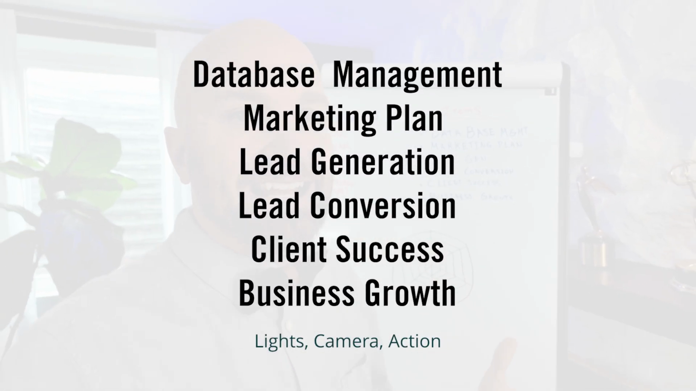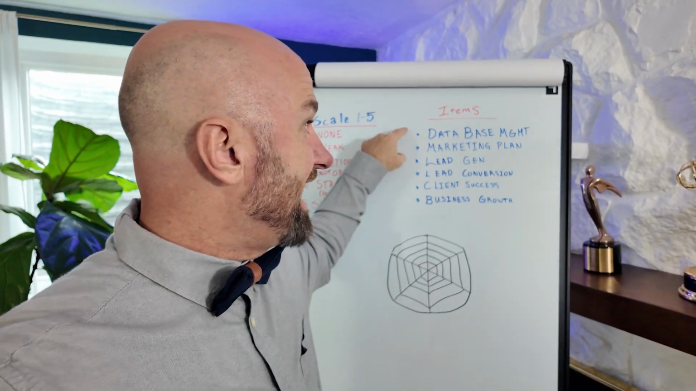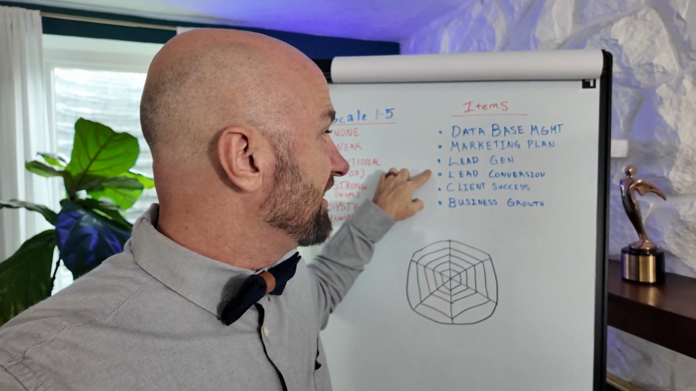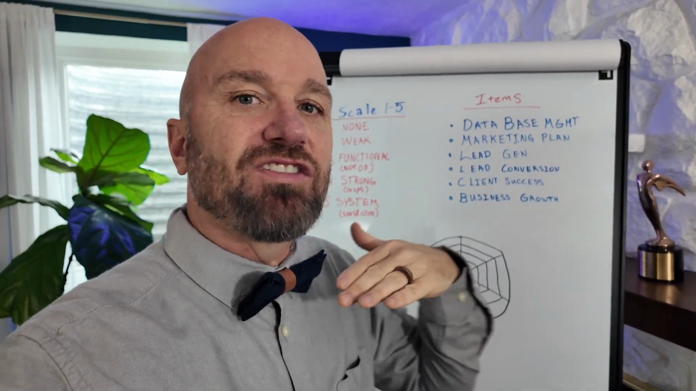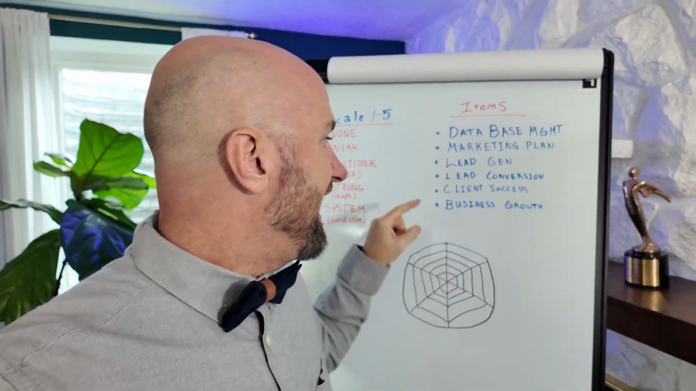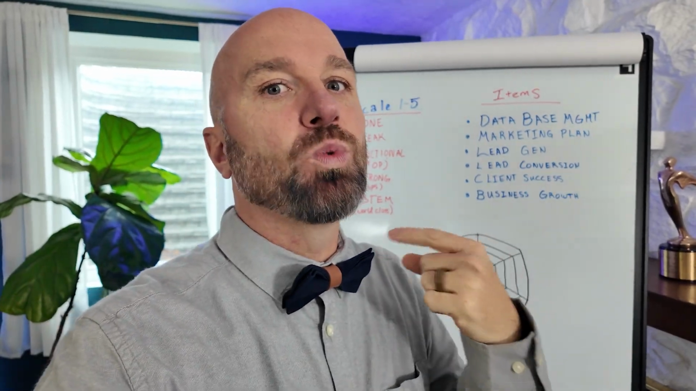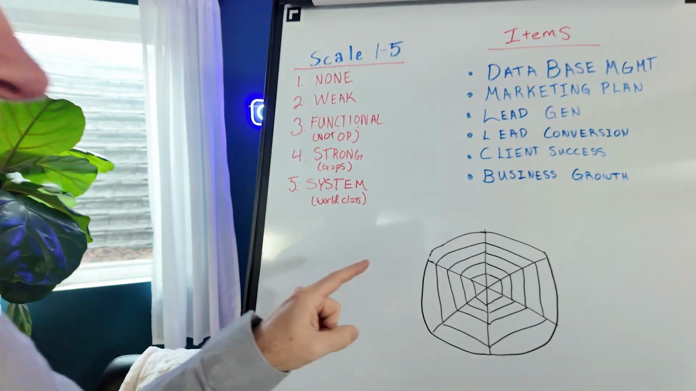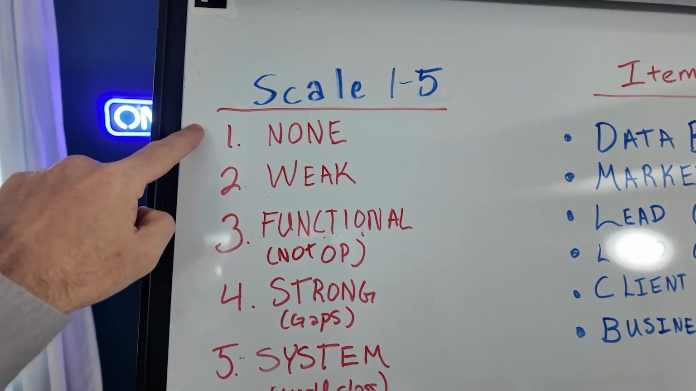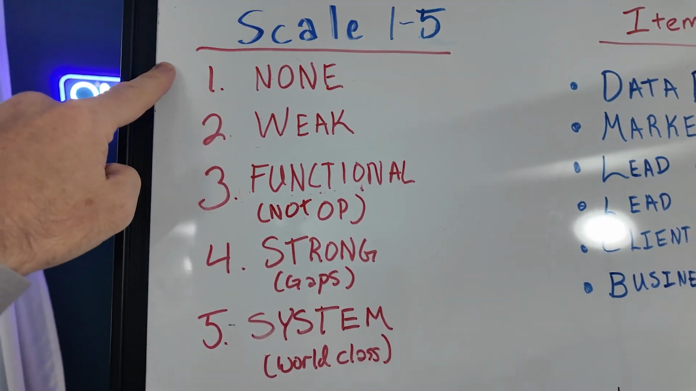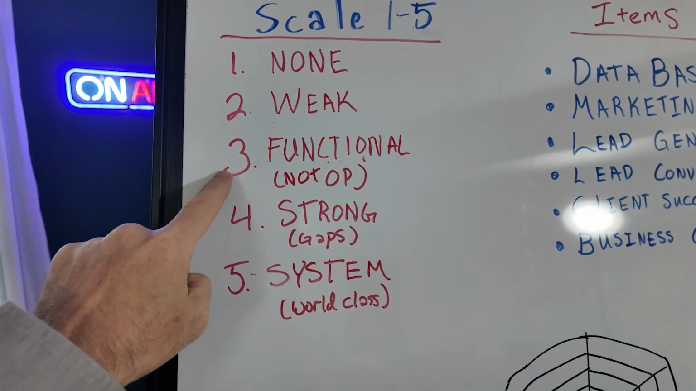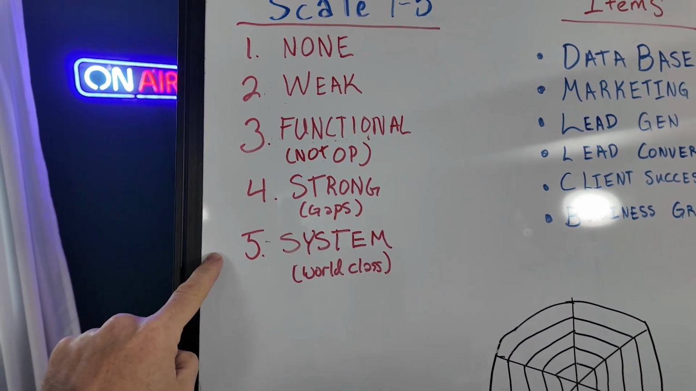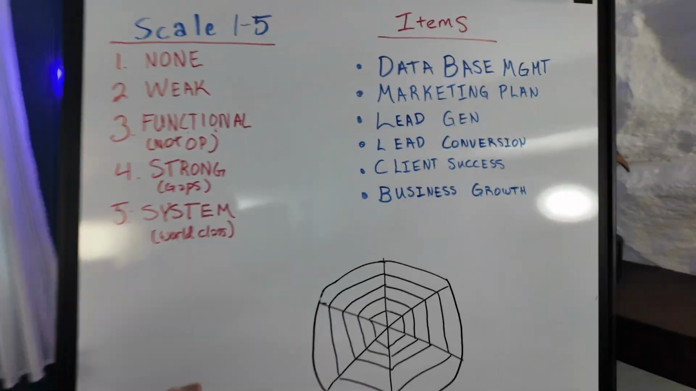Now, I really liked this because business growth and database management are kind of the back end of your business. Marketing, lead generation, and lead conversion, those are kind of the front end, the sales and marketing of your business. And then client success, that is actually working with your clients. Now, we went through this process and had them rate themselves on a scale of 1 to 5. 1 being non-existent, 2 being kind of weak, 3 being functional but not optimized, 4 strong but has gaps, and 5 world-class systems and processes.